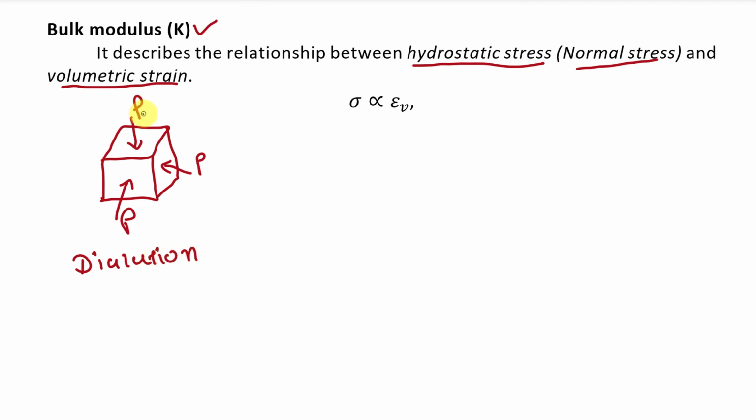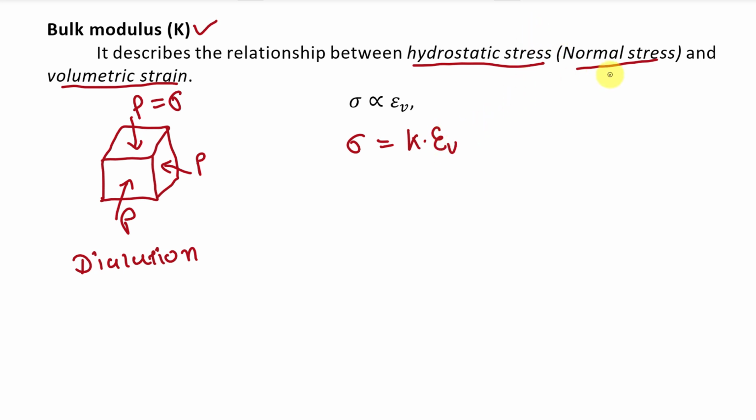Here this P is the value of pressure, and what is pressure? Pressure is force divided by area, so it will be the same as stress in this body. So this stress, which is hydrostatic stress, is actually normal stress because it is acting perpendicular to the cross section. This stress is proportional to volumetric strain, and if we put a proportionality constant here, it will be K. So we can write that sigma is equal to K into epsilon V.